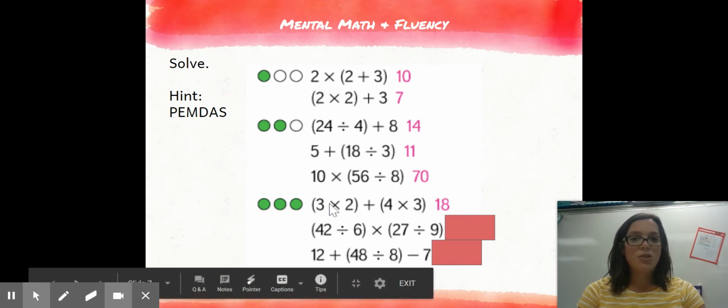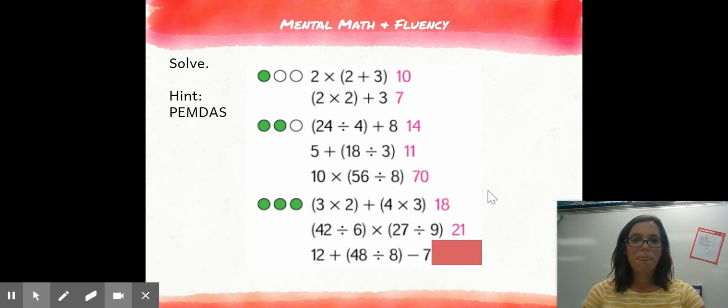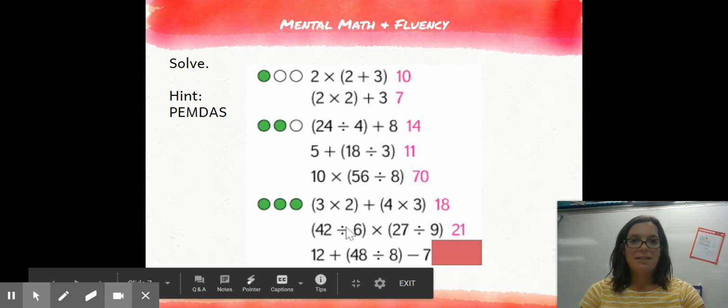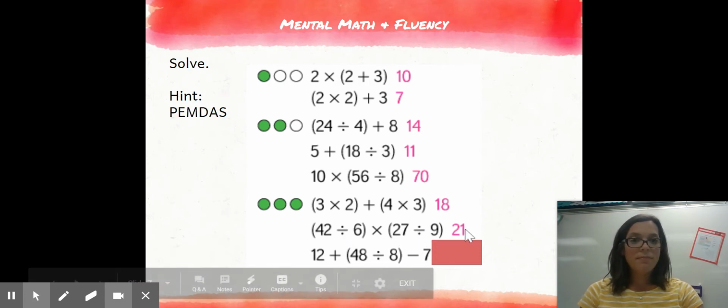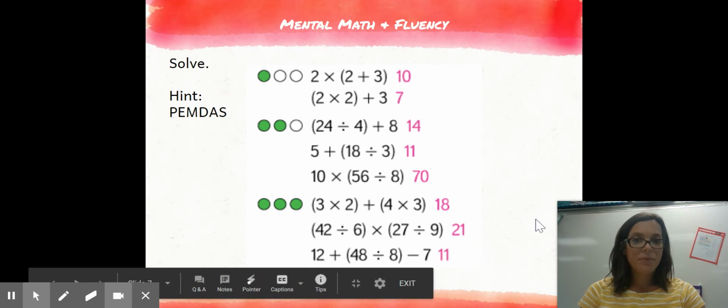For this one, I can do them either way because they're both in parentheses. So 3 times 2 is 6, plus 4 times 3 is 12. Together they make 18. 42 divided by 6, I can do that first, which is 7, times 27 divided by 3, which is 3. 7 times 3 is 21. And then the last one, I would do 48 divided by 8 first, which is 6.